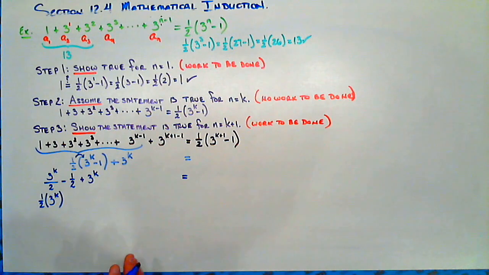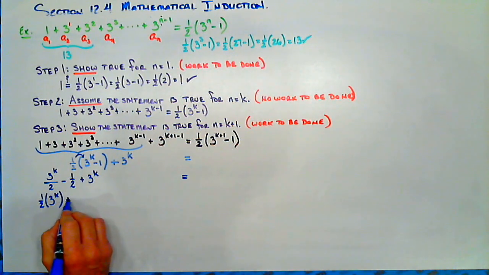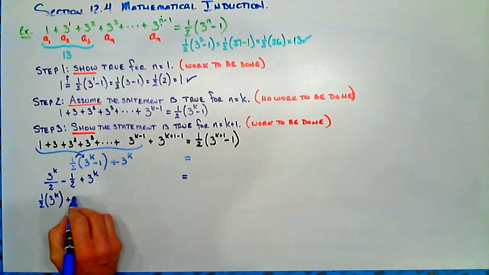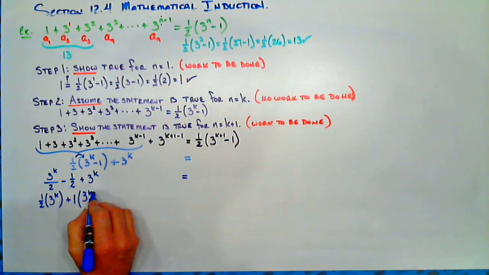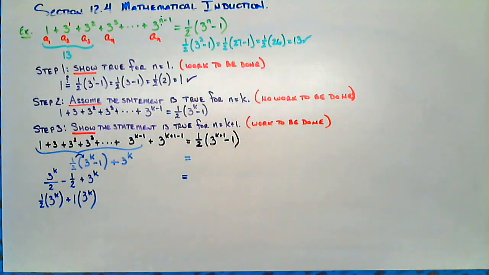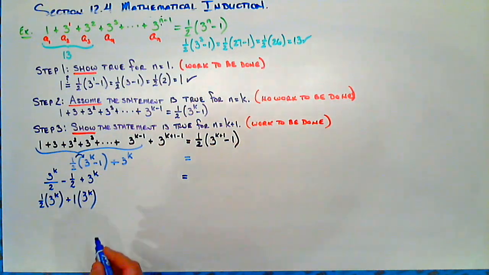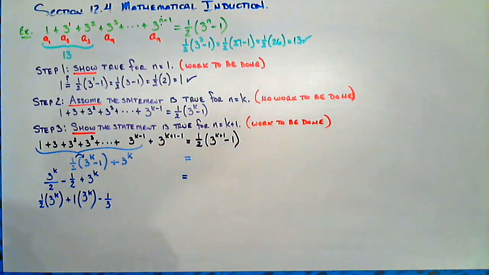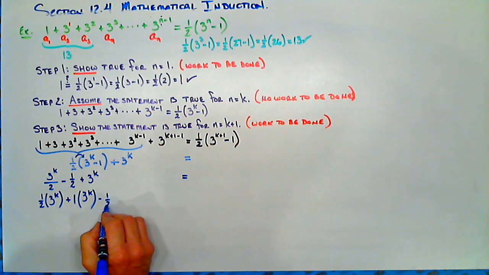Now, why is that better? Well, I'll show you. I'm going to move this over here next to it. But I'm going to write 3 to the k like this. I'm going to write it as 1 times 3 to the k. Now, we can put a 1 in front of anybody. 1 times 3 to the k is clearly the same as 3 to the k. Now, I'm going to put the minus 1/2 here at the end. We'll say minus 1/2 right there.